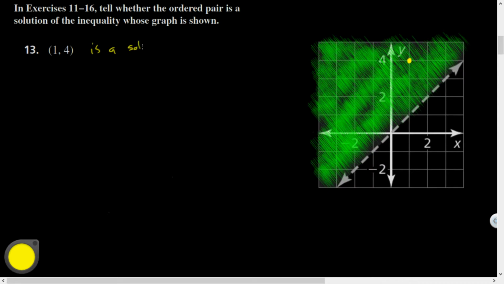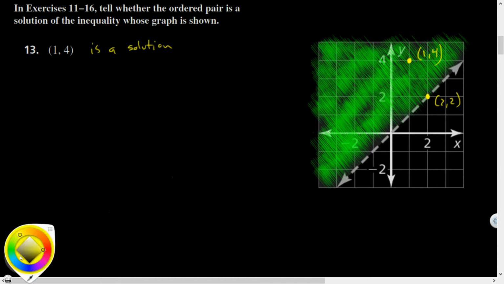Now, question: what if I asked you about 2, 2? Is 2, 2 a solution? It's right on the line. And why doesn't right on the line count this time? It's only counting the stuff which is above the line, not the stuff on the line, and we signify that with a dashed or dotted line. So this would not be a solution. Neither would something like 2, -1, which is not in the shaded region, nor on the line.